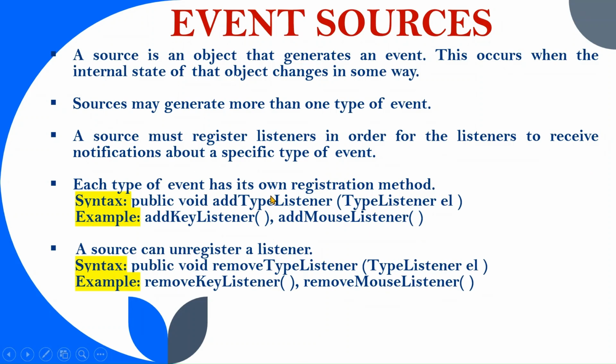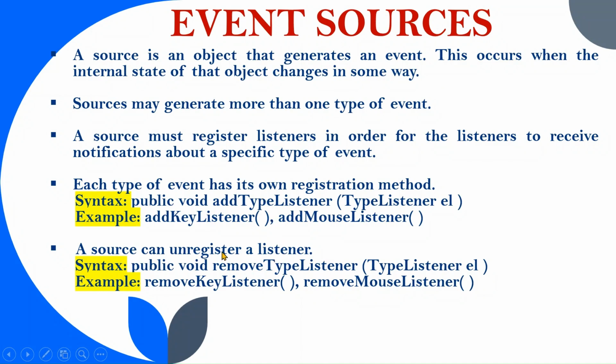So each type of event has its own registration methods. Suppose I take action event. When a button is pressed, action event is generated. Then I need to give the notification to the action listener. So how to register the action listener is nothing but, here you can write public void. This is the syntax: add type listener. Now in place of type, you need to write action.